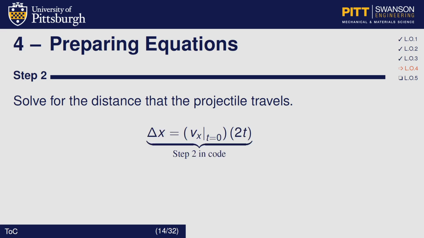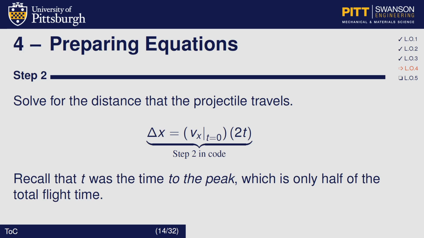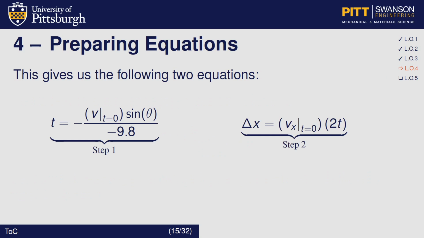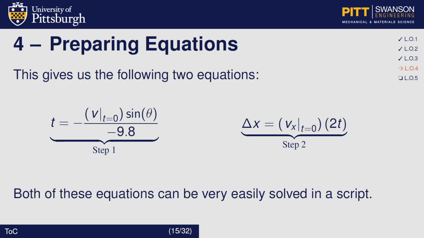which was discussed earlier. Here, recall that the variable t found in step 1 actually refers to the time to the peak of the trajectory, which is only half of the total flight time. Therefore, it is multiplied by 2 in this equation. This gives us the following two equations. Both of these are easily written as arithmetic operations in code.